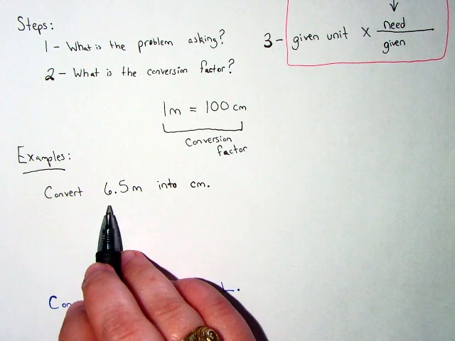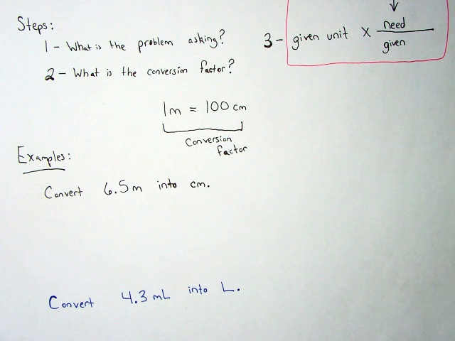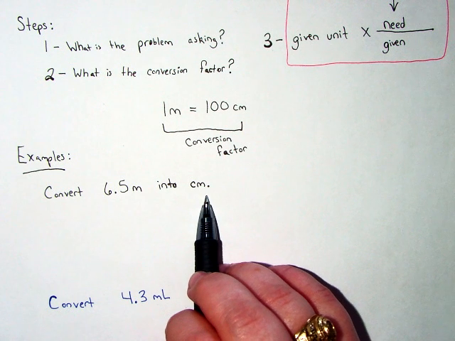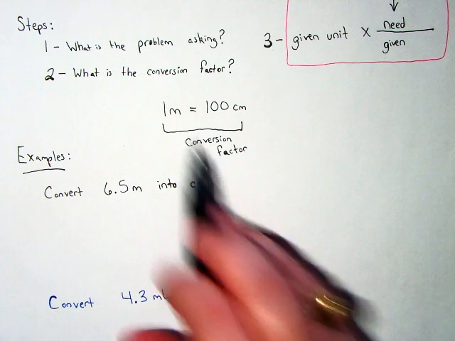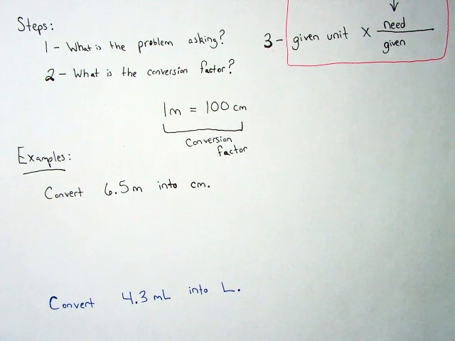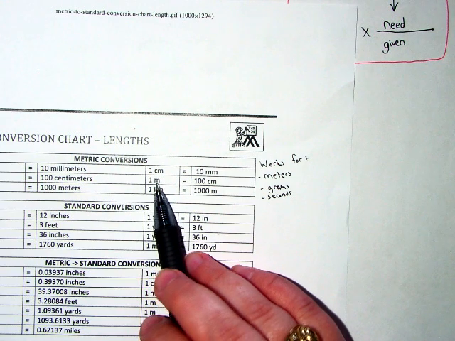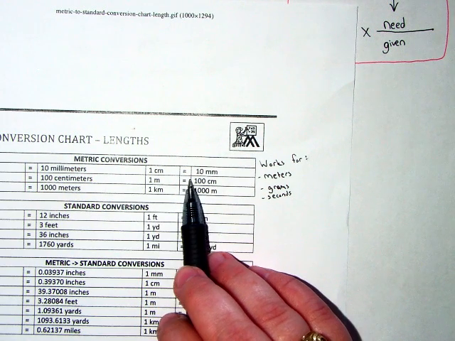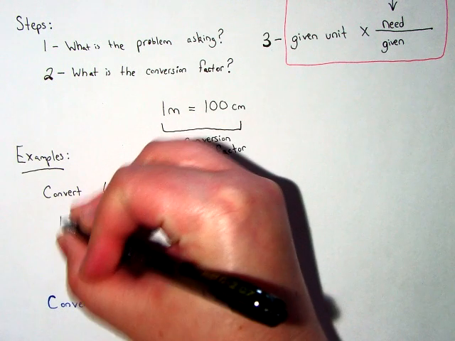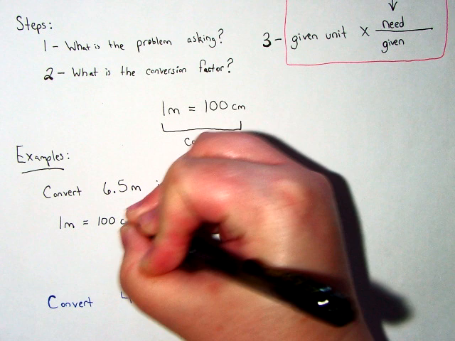I want to convert 6.5 meters into centimeters. Okay, it's asking to convert meters into centimeters. Very straightforward. I want to know what is my conversion factor. So I'm going to look on here. You have a different one, but it's the same information. It says 1 meter is equal to 100 centimeters. I'm going to write that down. 1 meter is equal to 100 centimeters.